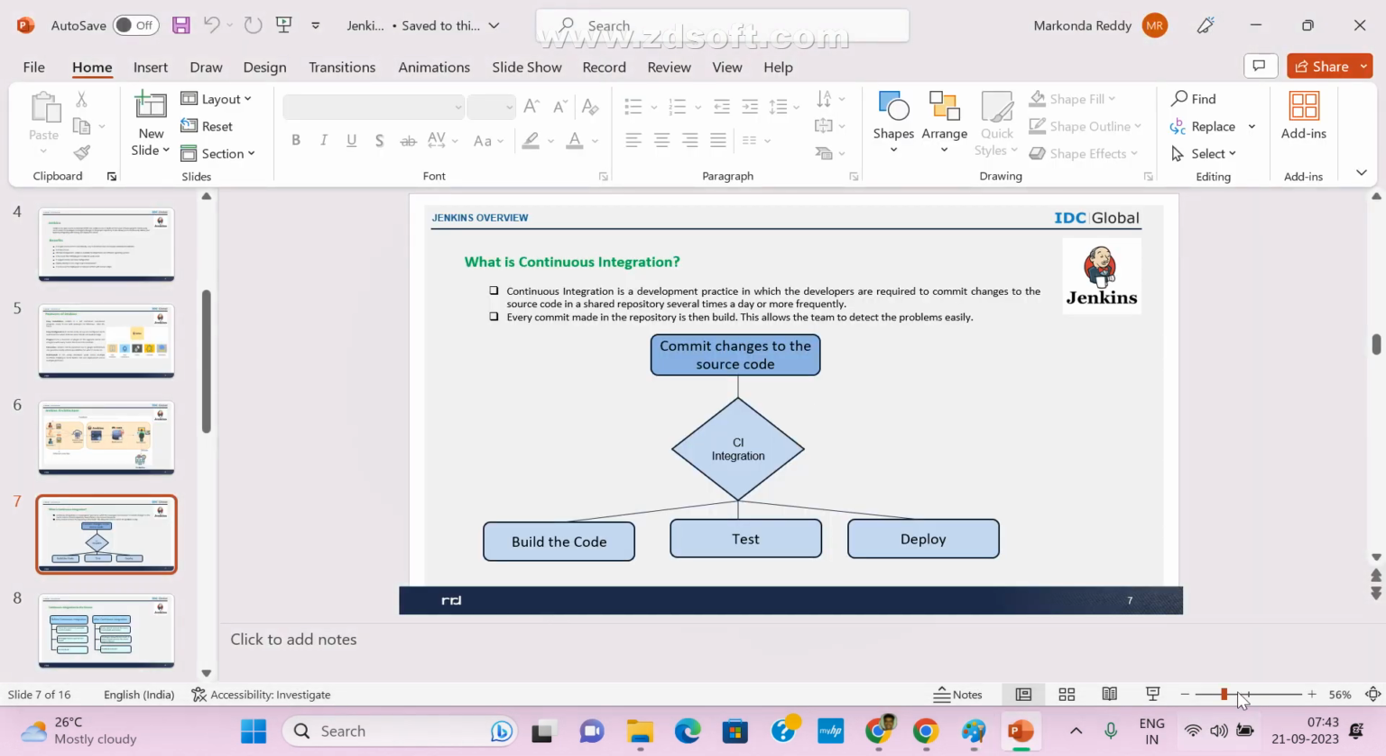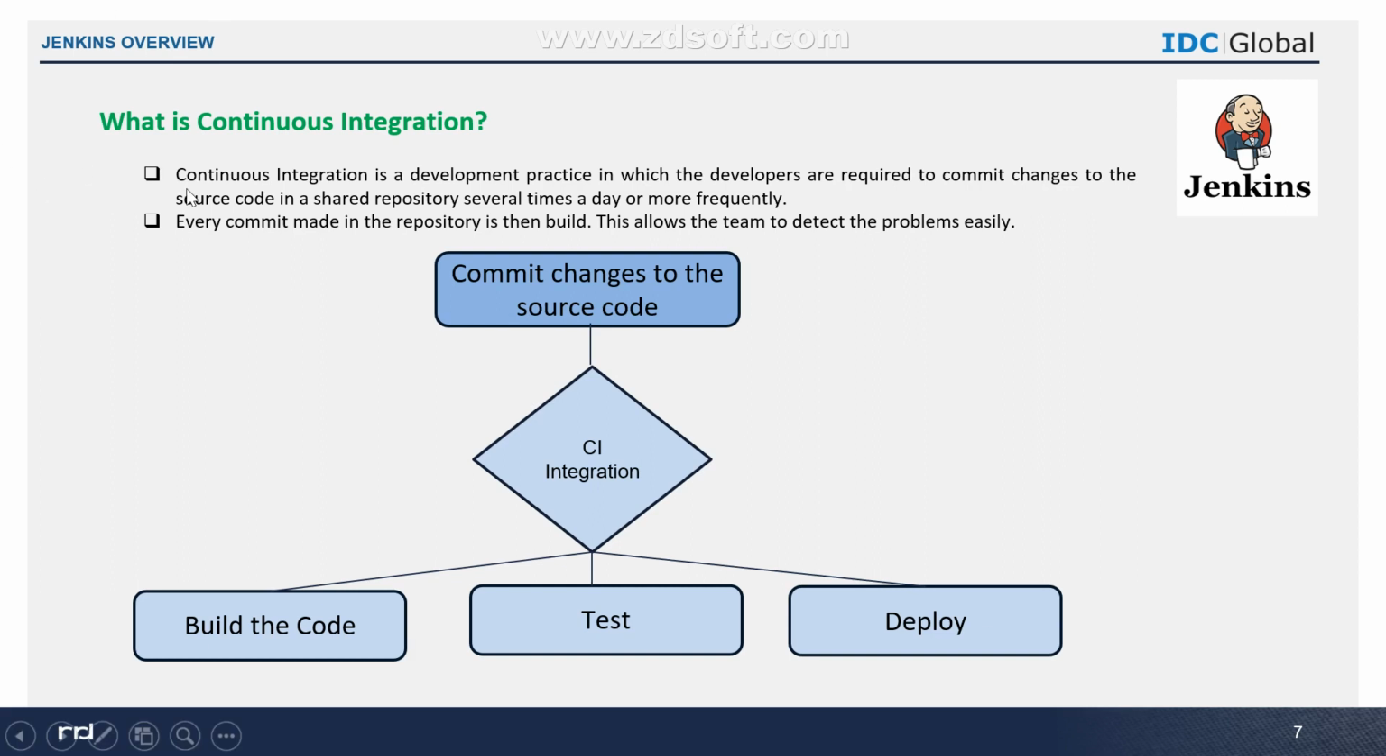So continuous integration is the development practice in which developers are required to commit changes to the source code. Developers push their changes multiple times, several times in a day or more frequently, to the central repository. And every commit made in the repository will start the build and generate the new artifact file. That's it.